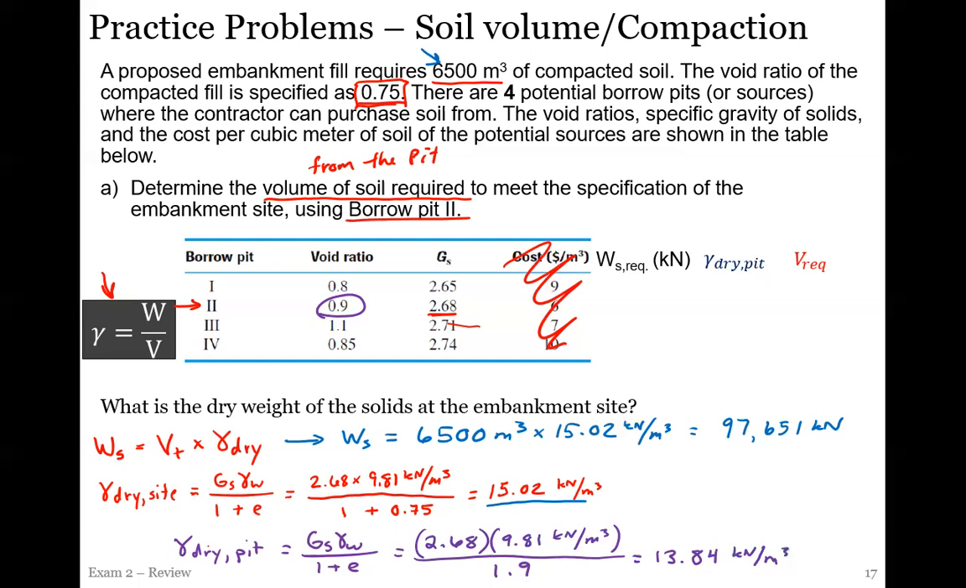Okay. The Gs for the first one, why is it the same? Because we're using the same soil. We're taking the soil from the borrow pit, and we're not changing any of the material properties. We're not changing the mineralogy. We're taking that and bringing it back, because Gs is the specific gravity of the solids. So it's the same mineral soil going from our borrow pit to our embankment. We're not changing anything there.